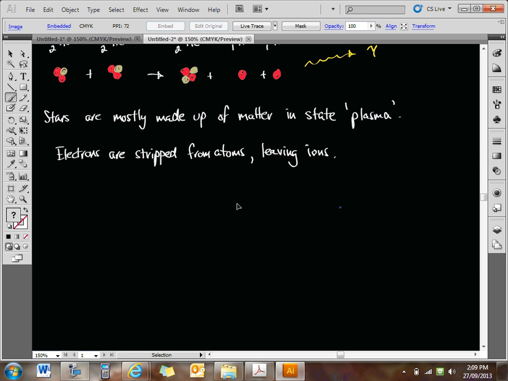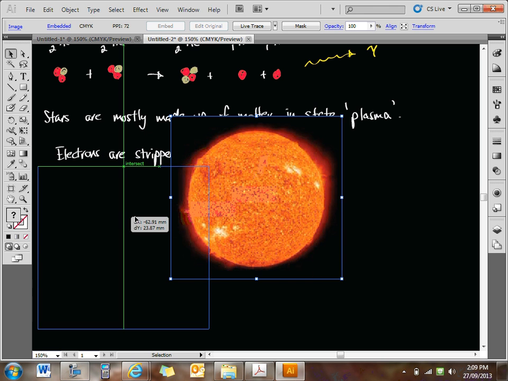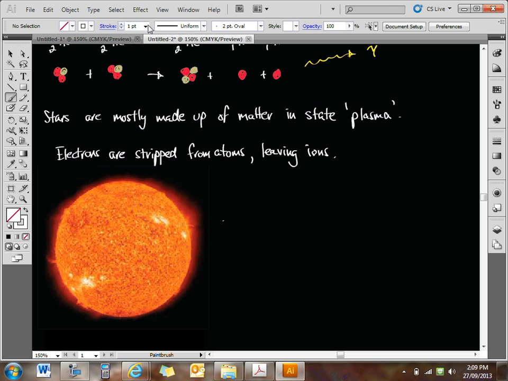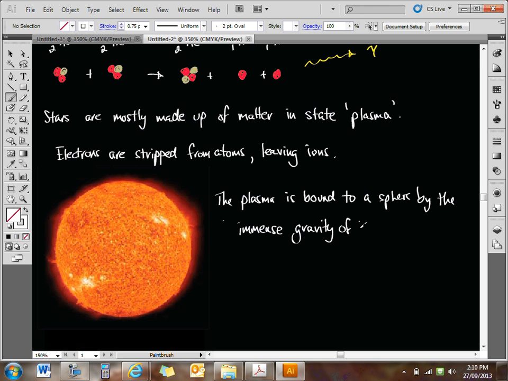Because of this large mass, the sun is so massive, its gravity is very strong, and so we do need to say, why does this plasma not just float off into space? The plasma is bound to a sphere by the immense gravity of the sun.